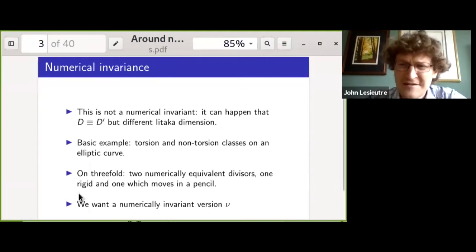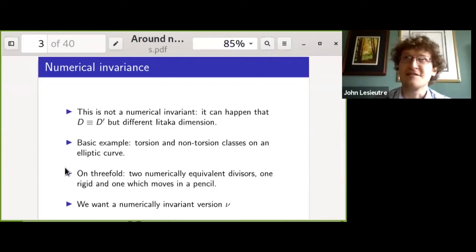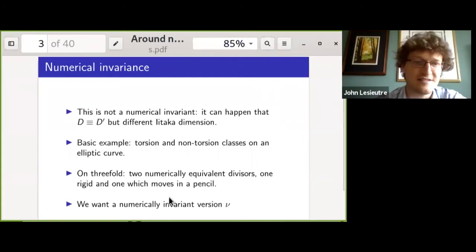Maybe a more geometric example to think about for this kind of thing, though, is that you really can write down a concrete example of a divisor on a threefold, where you have two divisors, they're numerically equivalent. One of them is rigid, meaning H0 of MD has no sections other than just the original one with multiplicity M. Whereas the other one moves in a pencil, and so as M gets larger and larger, you get more and more sections. So in that case, the rigid one has Iitaka dimension 0, and the one that moves in a pencil has Iitaka dimension 1, even though they're numerically equivalent.